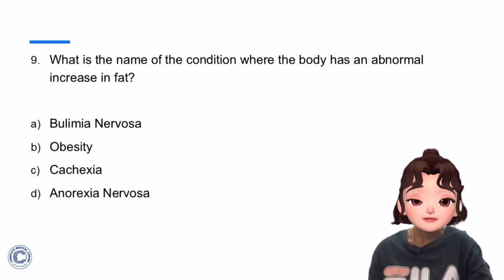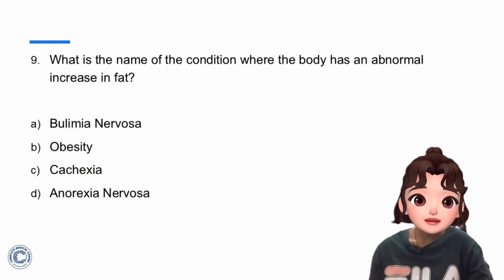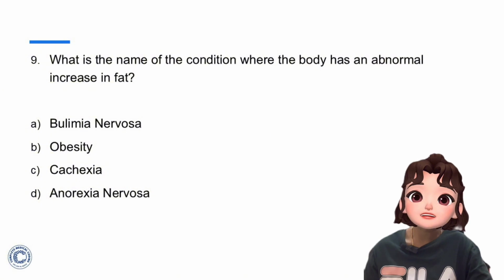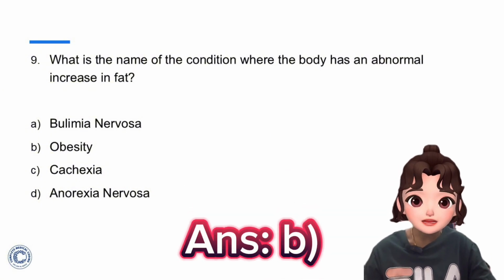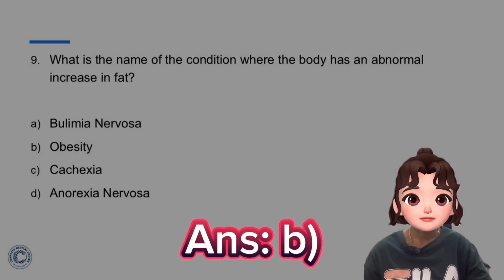Ninth question. What is the name of the condition where the body has an abnormal increase in fat? Option A, bulimia nervosa. Option B, obesity. Option C, cachexia. And option D, anorexia nervosa. As we know, abnormal increase in fat means the answer is option B, obesity. Let's discuss the other terminologies as well.